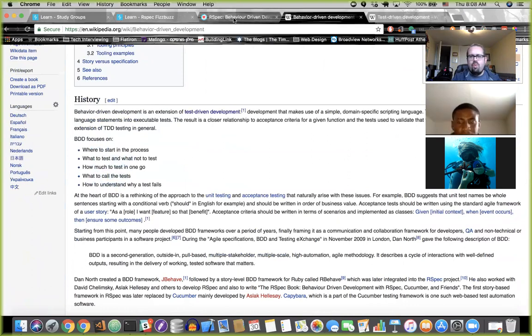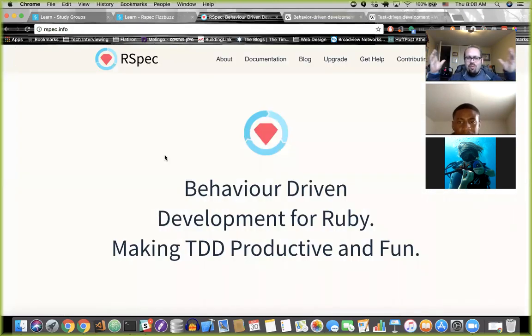So why is this all important? Why are we talking about this? Because the number one testing platform for the whole Ruby language is RSpec. In fact, every time you run Learn, when you finish a lab in Flatiron, Learn is built on top of RSpec. It's adding some additional functionality to RSpec and wrapping it in another keyword, learn, but you're also running RSpec. And RSpec is behavior-driven development for Ruby, making TDD productive and fun.